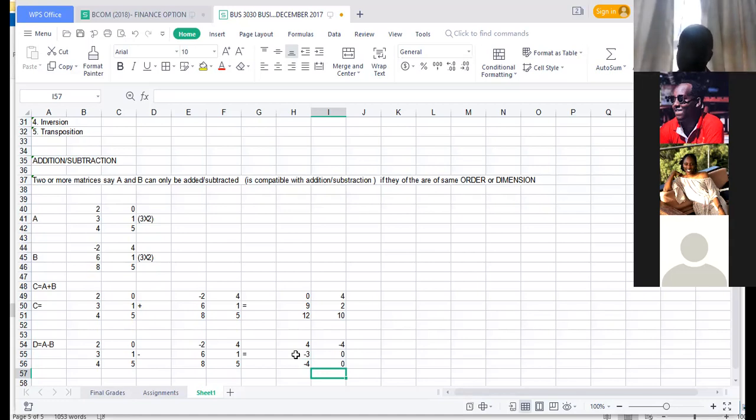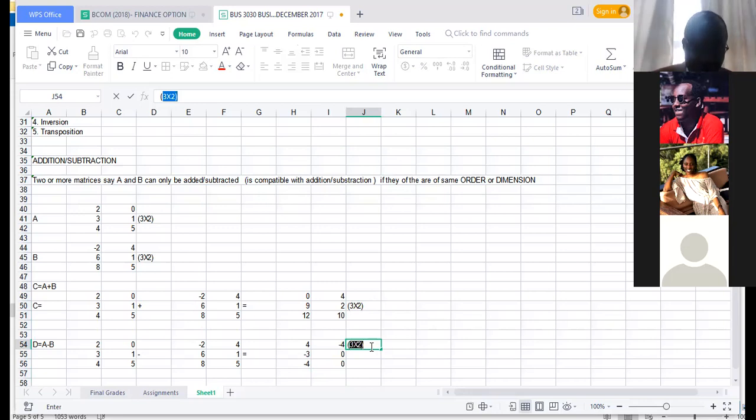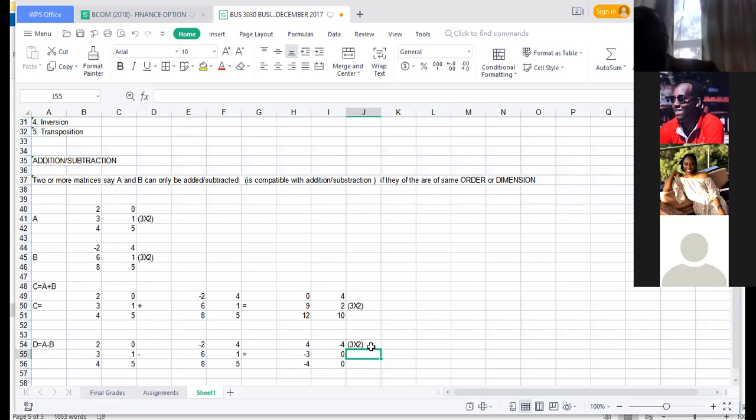I'm repeating this. This is not idle talk. Now, what is the order of C? What's the order of C? 3 by 2. Beautiful. It's 3 by 2. And there's a reason I'm saying that. The order of C will be the same as the order of A and B. Similarly, the order of D will be the same order as A and B.